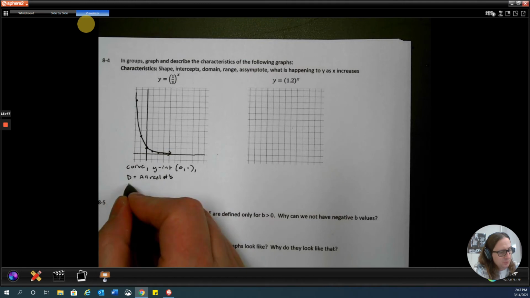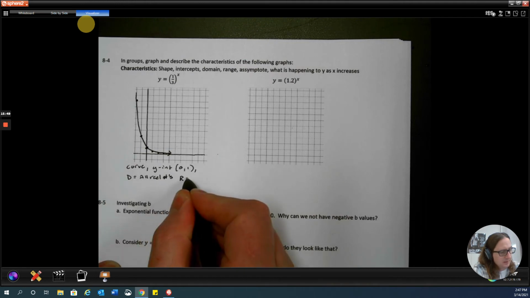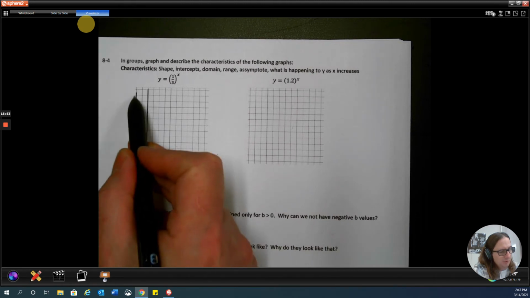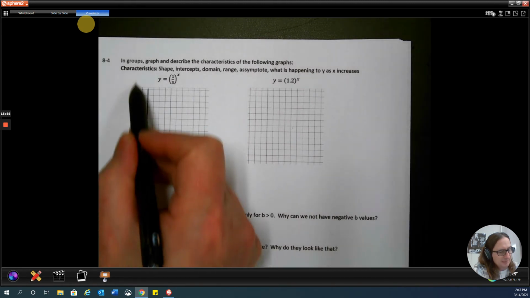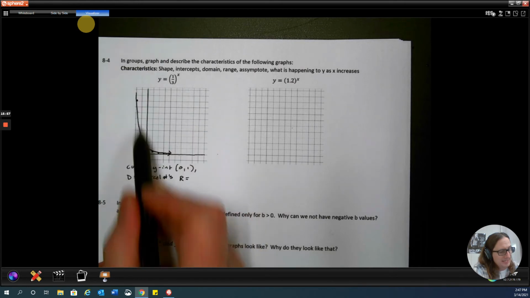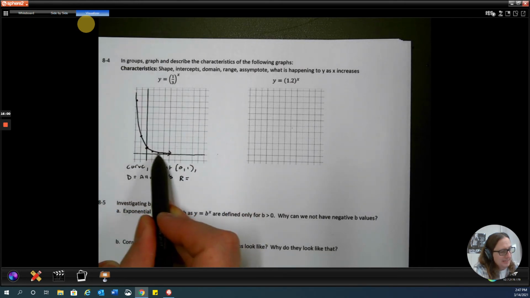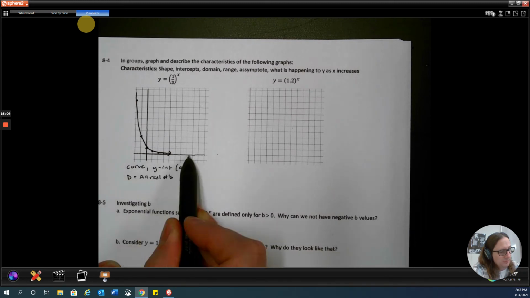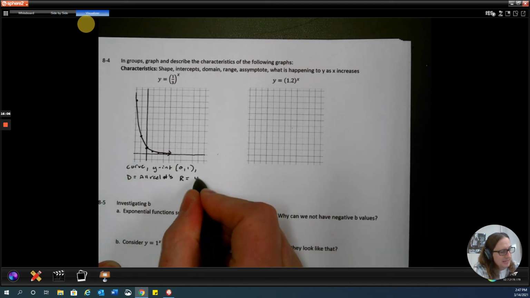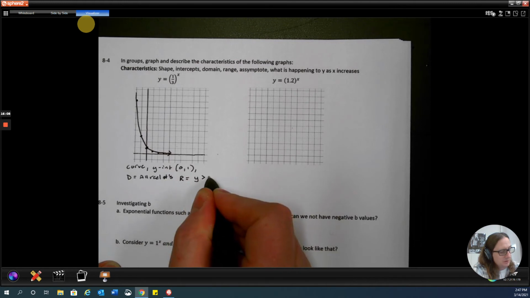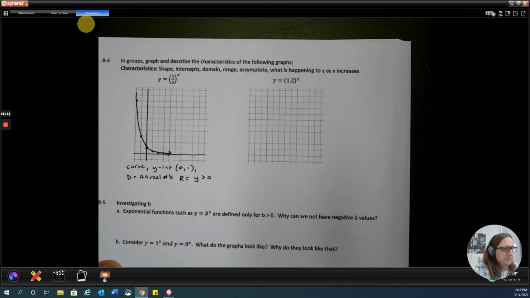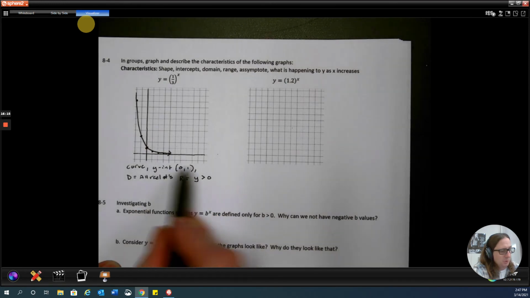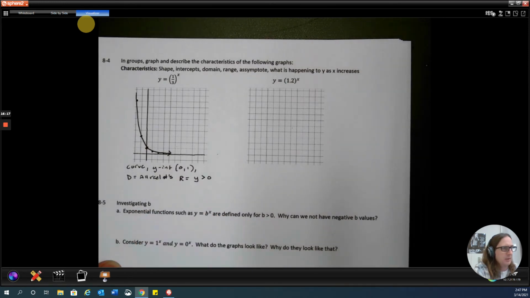My range for this one is limited. This one, the y values, they're going to go forever up, right? So I can get bigger and bigger going up. But going down, see how this curve is flattening out over here? Because we're never going to get to y equals 0. So we're going to say that that has to be y is greater than 0. Because all of our y values never come down to the negative portion and they never get to 0.